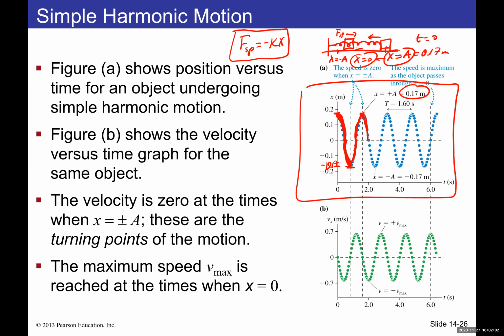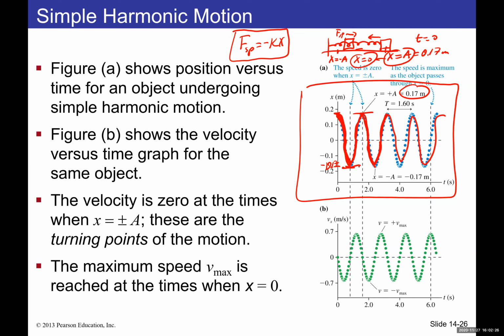So it speeds up all the way from A to 0, then from 0 to negative A it slows down, then speeds up from negative A to 0, then slows down from 0 to positive A, and it repeats the cycle. That means it goes back and forth between those positions, where if you do the slope, remember, on the position versus time graph, the slope of the graph is the velocity.